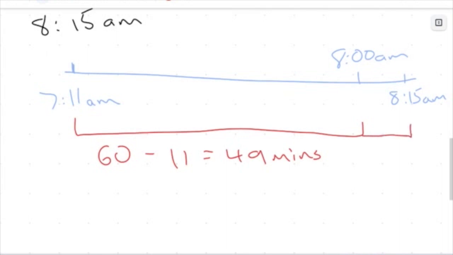And very last bit, I want to find my last little section here. So 8 a.m. till 8:15 a.m. Well, I can do 15 minus 0, which gives me 15 minutes.